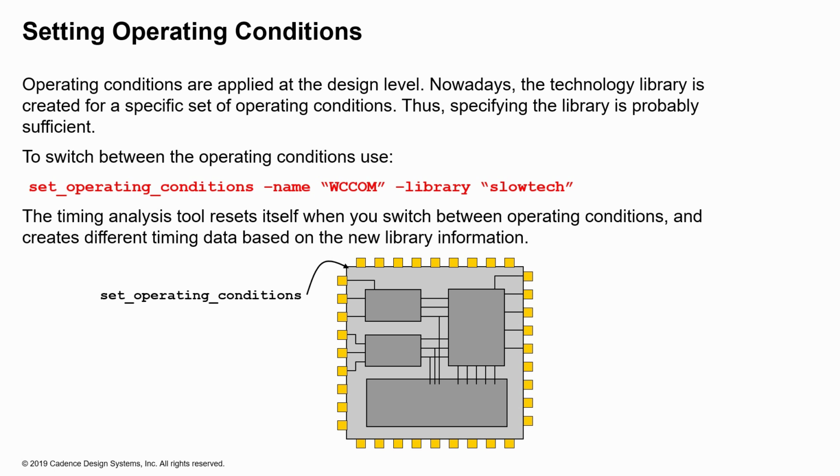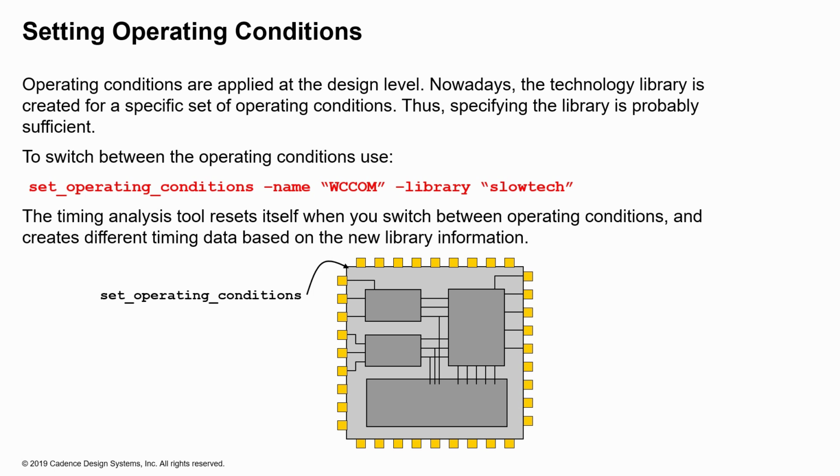So nowadays, we have specific library files created for a specific set of operating conditions. So you can specify just the library and that itself is sufficient. But if you are reading in multiple libraries and you want to use a specific set of operating conditions, then you would use the set operating conditions command and set that particular operating condition that you want to use as your default operating condition for timing analysis. As the design process varies, you might actually have to change this operating condition often to get different timing data.